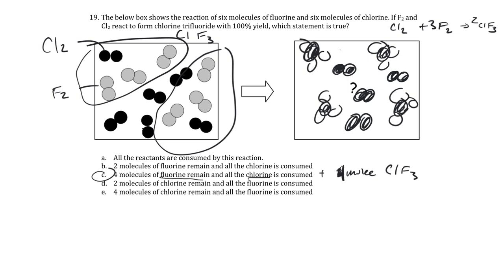Okay, so I actually circled the wrong one. It's the chlorine that's left over. So we have 4 chlorines left over, and all of the fluorine has been consumed.